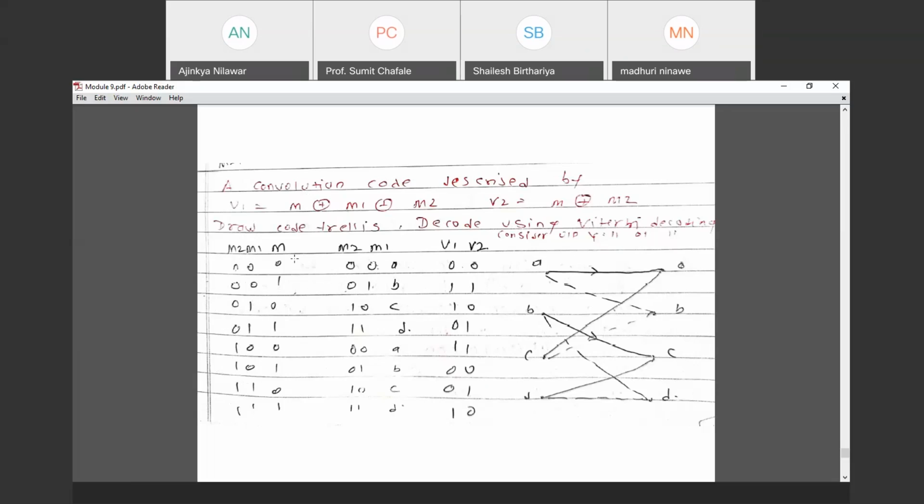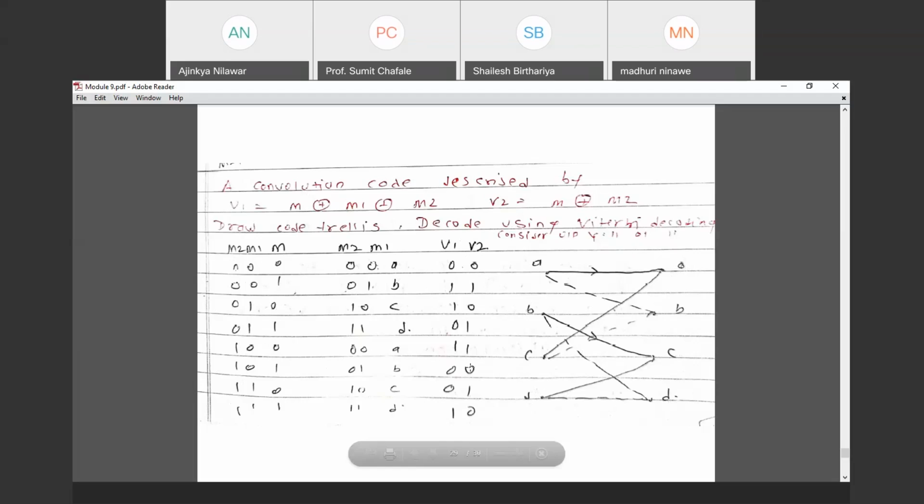So A state, whenever the M value is 0, moves to A. That means A state, whenever data is 0, moves to A. And A state, whenever the last bit is 1, moves to B state. Similarly, B state, whenever the last bit is 0, moves to C state, and the same B state, whenever the last digit is 1, moves to D state, right? Similarly, C state, whenever the M bit is 0, moves to A state, and D state, whenever data is 0, moves to C, and D when data is 1.